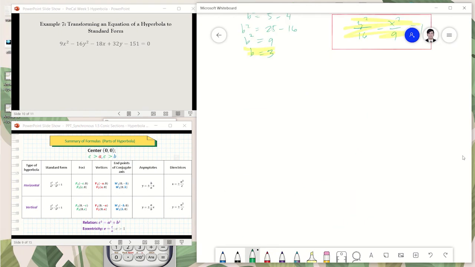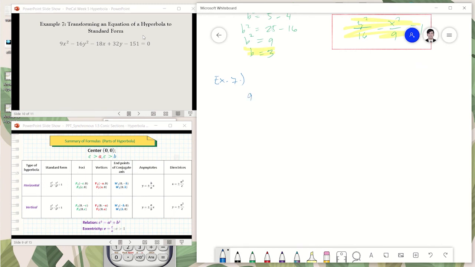Let us now answer example 7. Our task is to rewrite this general form to standard form. So bear in mind that you will easily remember that it's already in standard form if the one on the right is 1 and on the left there's no constant term, and it's being factored out using difference of two squares. Okay?